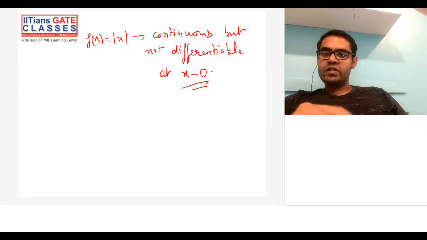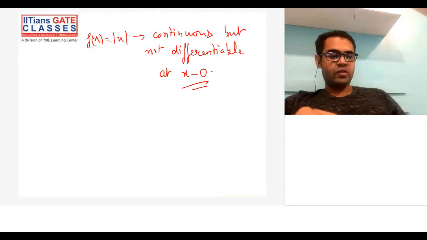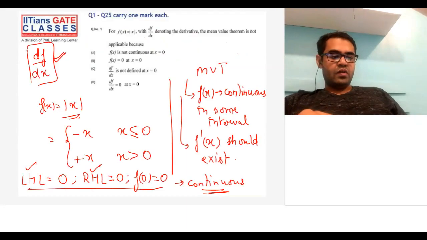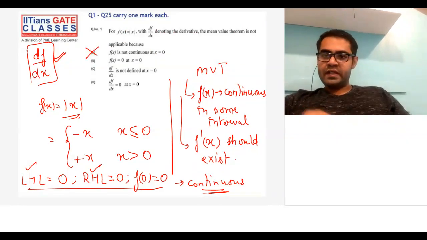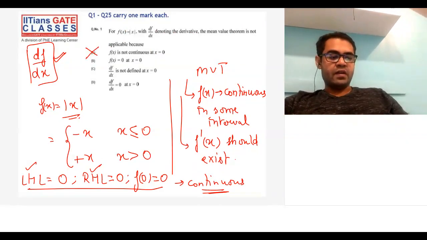Now let's go and check the options. First option is f(x) is not continuous at x equal to 0. This is wrong. We are saying that it is continuous. And f(x) at 0, f(x) is equal to 0 at 0. Yeah, it is 0. Correct.